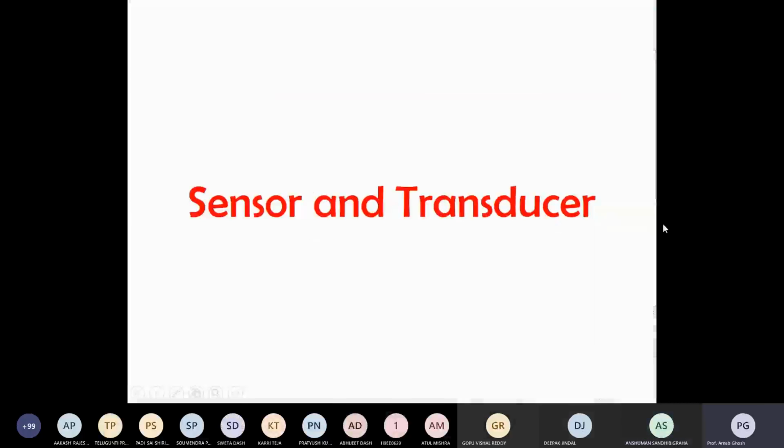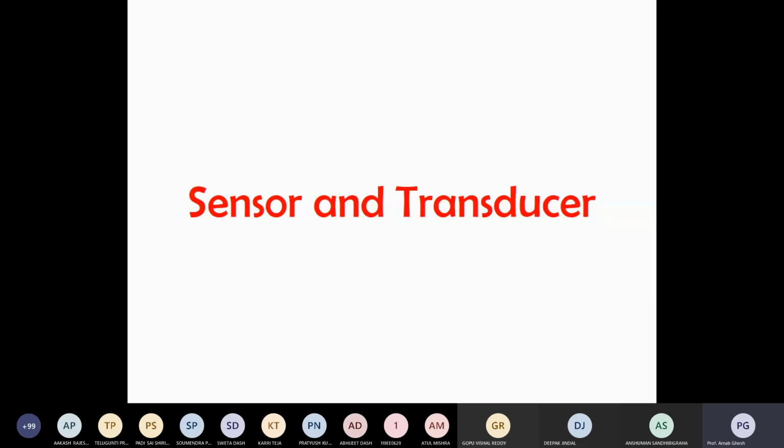Right now I am going to start the new topic, the last topic of my electrical measurement and instrumentation course. This is our last module: sensor and transducer. Basically, I am almost on the verge of completing my course, and I am in the last module.